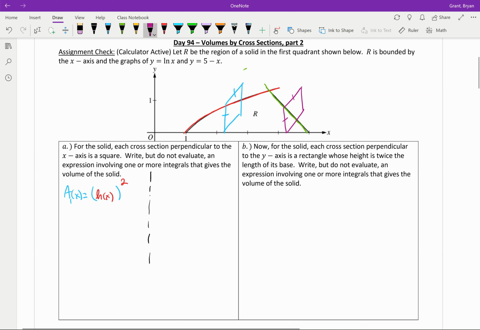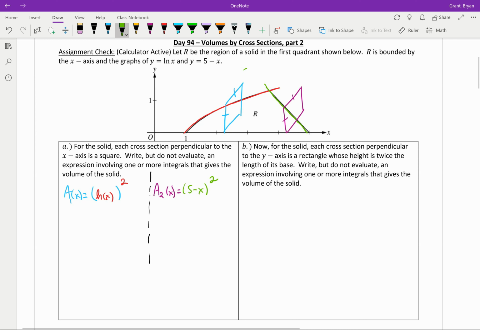And then I have a second area function with the purple one over here. My second area function is again going to be the top function minus the bottom. The top function is 5 minus x, the bottom function is 0, and the height is the same thing, so there's my second area function.